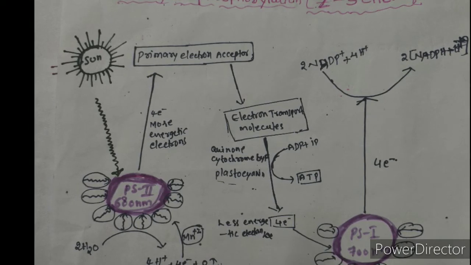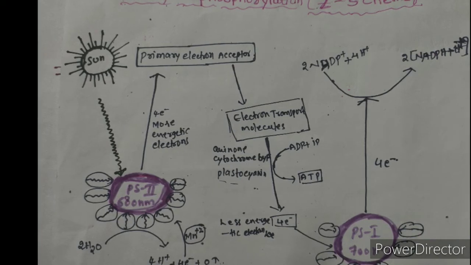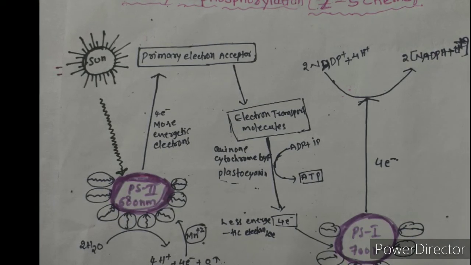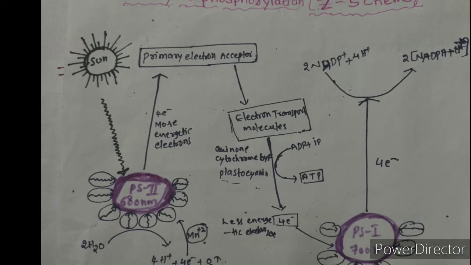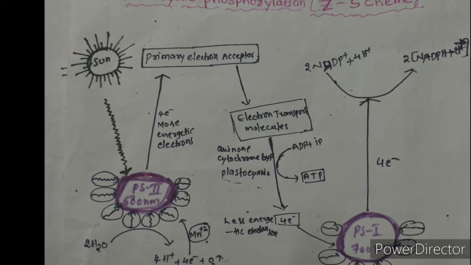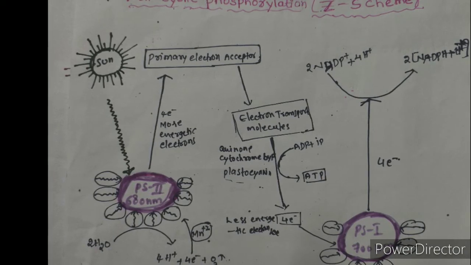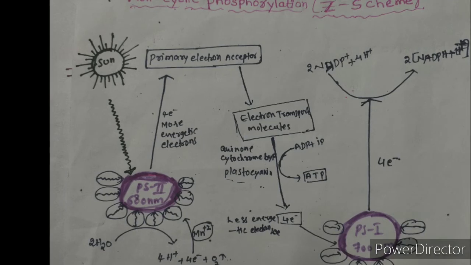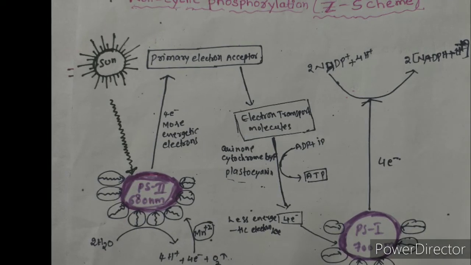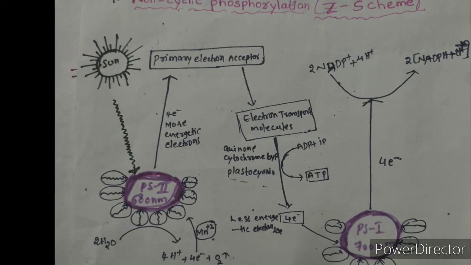In these stages, electron transfer molecules like quinone, plastocyanin, and cytochrome, etc. are involved. The electrons released from photosystem 1 are utilized to reduce NADP to NADPH. And in this conversion, H plus ions released from the water are also utilized.